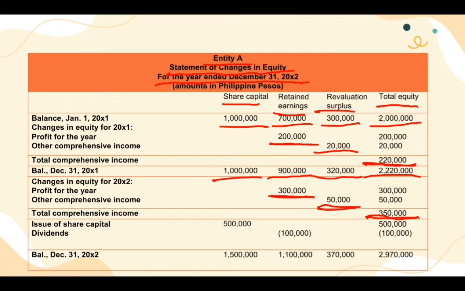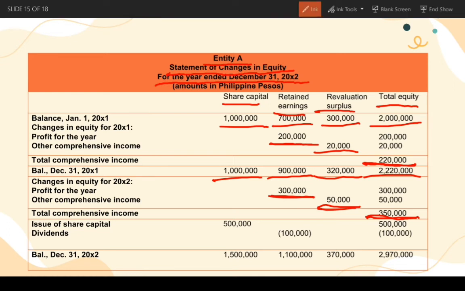The problem also says it issued additional shares of 500,000 and then declared dividends of 100,000. So, 500,000 and then less 100,000. For share capital, the balance of 20x1, 1 million plus 500,000, so the balance of 20x2 is 1.5 million. For retained earnings, the balance is 900,000 plus 300,000 minus 100,000, so the balance of 20x2 is 1.1 million. Revaluation surplus, the balance of 20x1 is 320,000 plus 50,000, so in 20x2 it is 370,000.